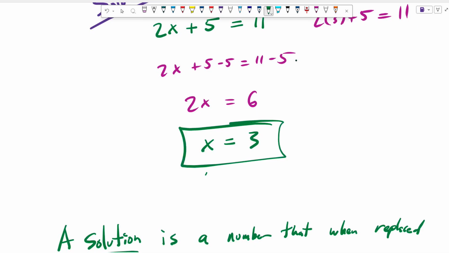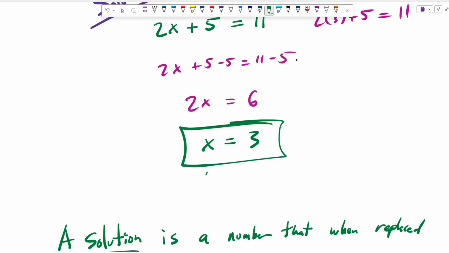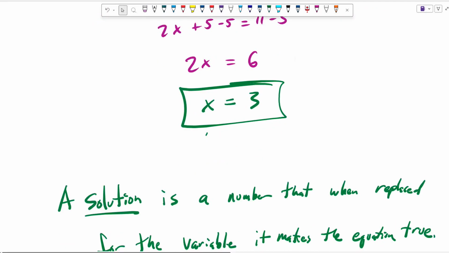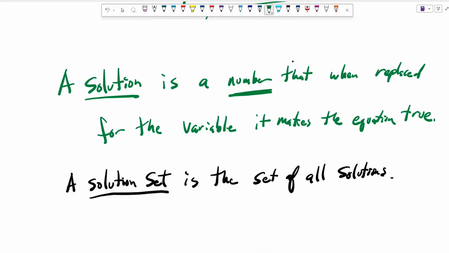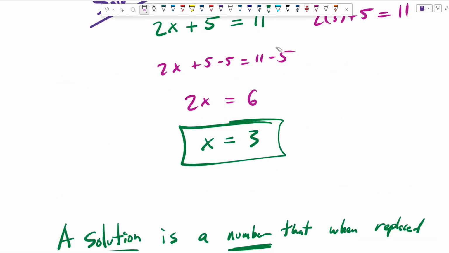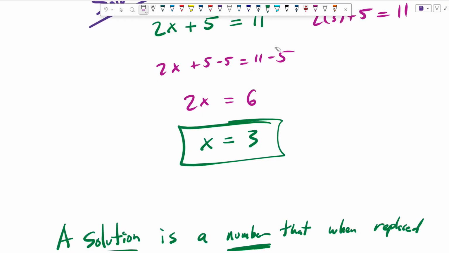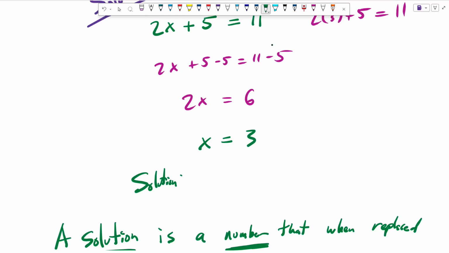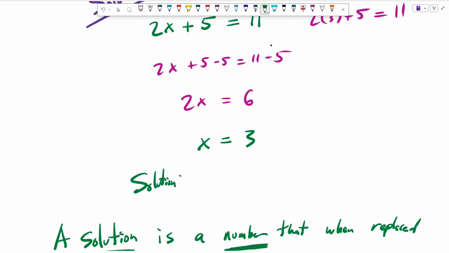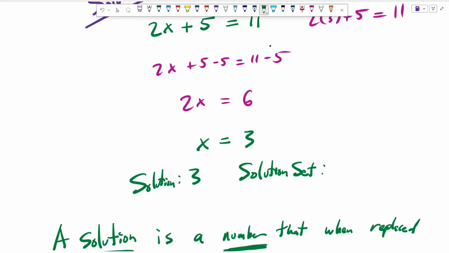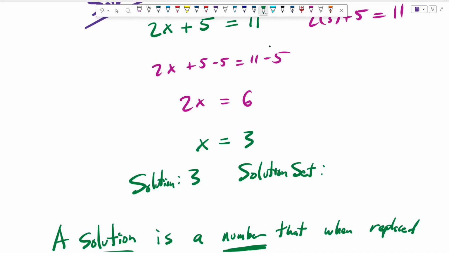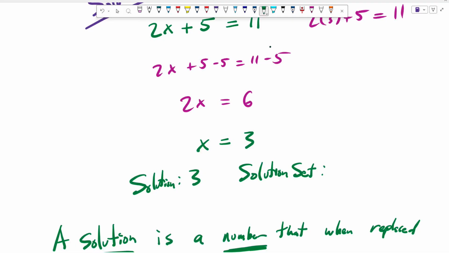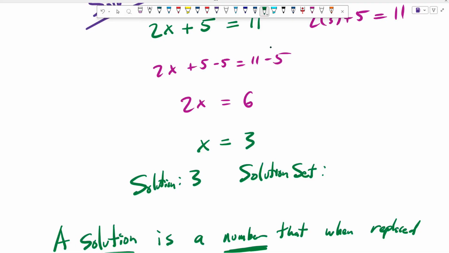Is x equals 3 the solution? Why is x equals 3 not the solution? It's still an open equation. A solution is a number, not an equation. Okay? So the solution is 3, and the solution set, you simply take all the solutions, there's only one of them here, and we put it in these curly brackets.